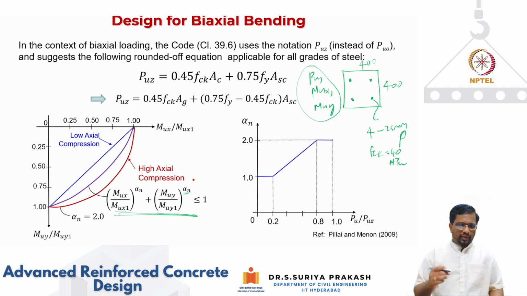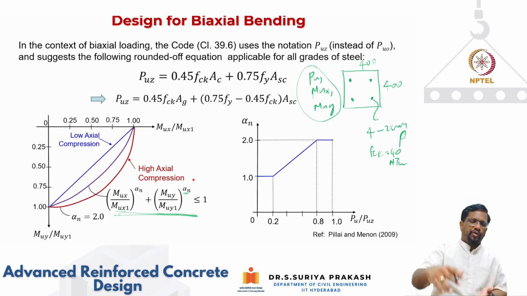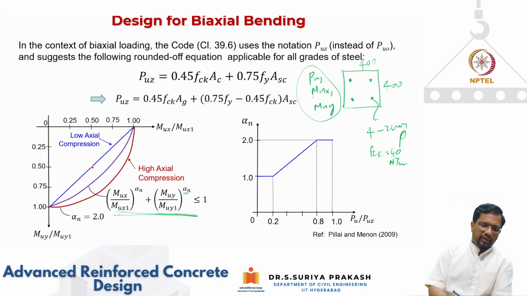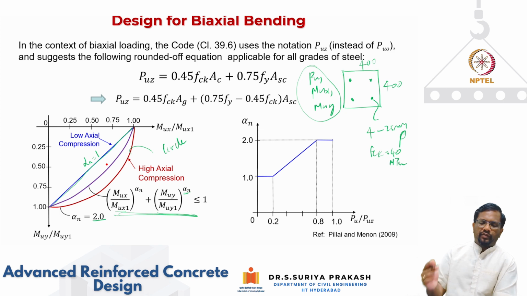The code is saying that if I'm looking at it in planar view, the shape of this surface is going to resemble this. At a low level of axial compression, this equation is going to take a linear form. At a high level of axial compression, it is going to take the form of a quadrant of a circle. That is why here alpha n is equal to 2 and here alpha n is equal to 1. For moderate levels of axial compression, we have to change alpha from 1 to 2.